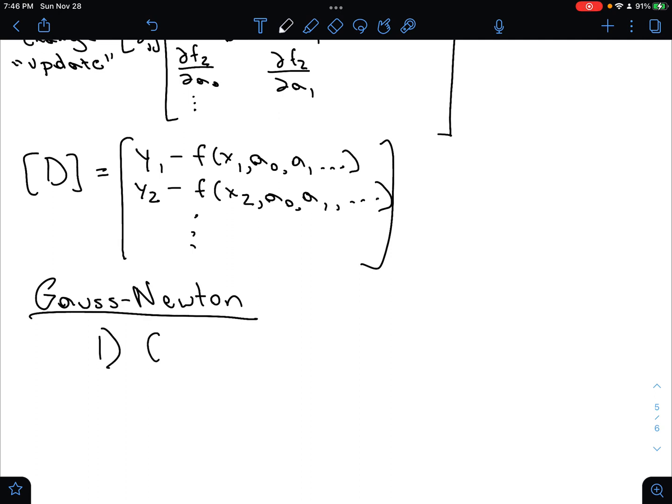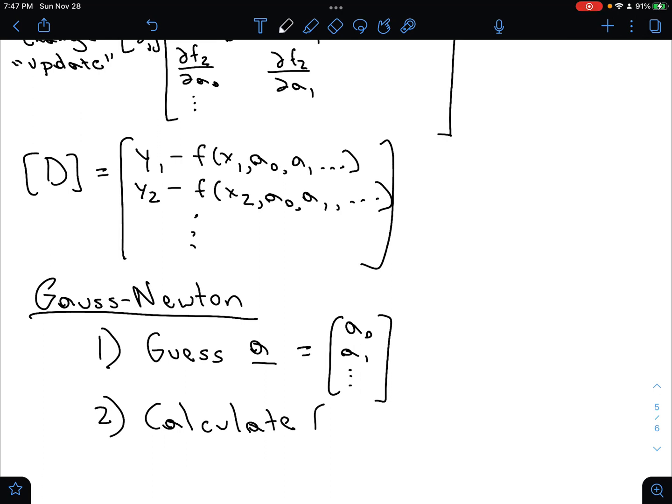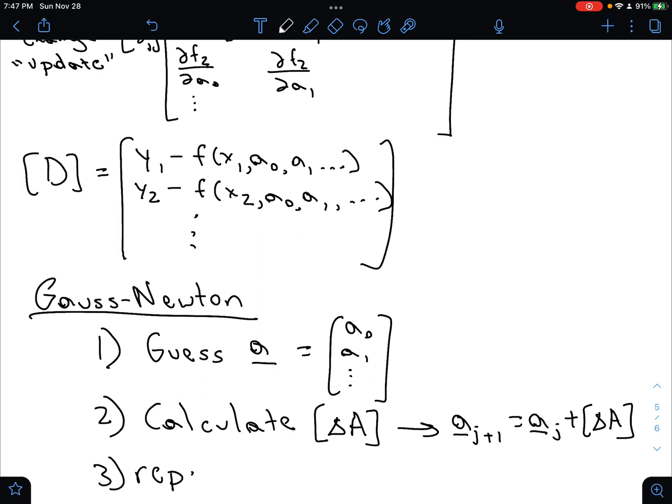You start by guessing your vector A, which is A0, A1, and then you calculate delta A such that your new A vector, I'll call it j plus 1, where j is your iteration, equals A sub j plus delta A. And then you repeat.